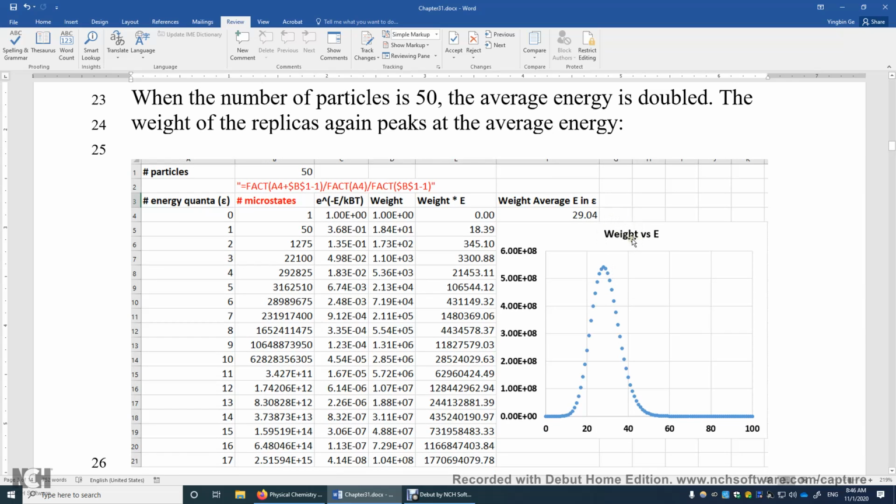The weight is proportional to the probability. But here, this weight is not normalized. So we can only say this is proportional to the probability of finding a replica with this amount of energy.